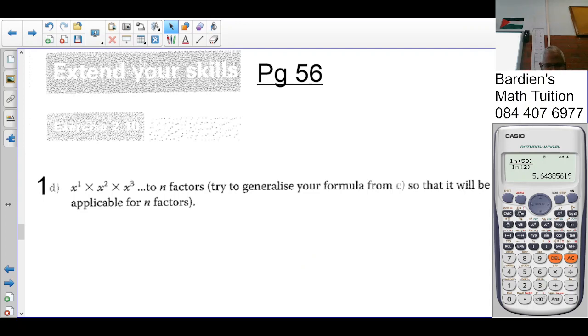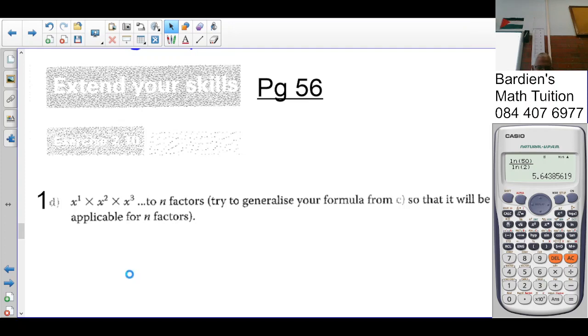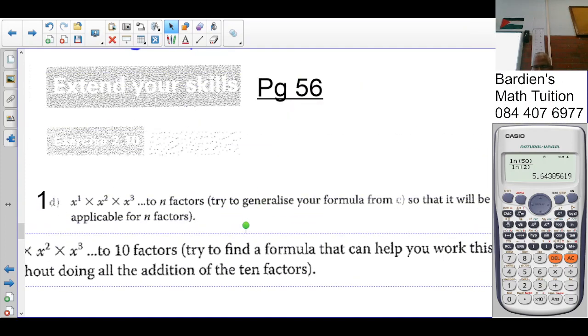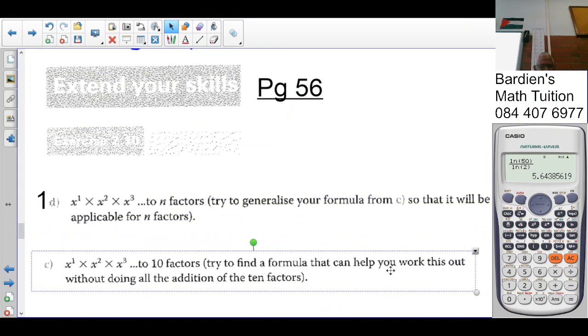Going to C, so we need C for D. Can't just jump from a C to a D, from nothing to a D. No? You must go to C first, because D is dependent on C. Okay. So let's go to C. C says x to the 1 times x to the 2 times x to the 3 to 10 factors. Try to find a formula that can help you work this out without doing it all.